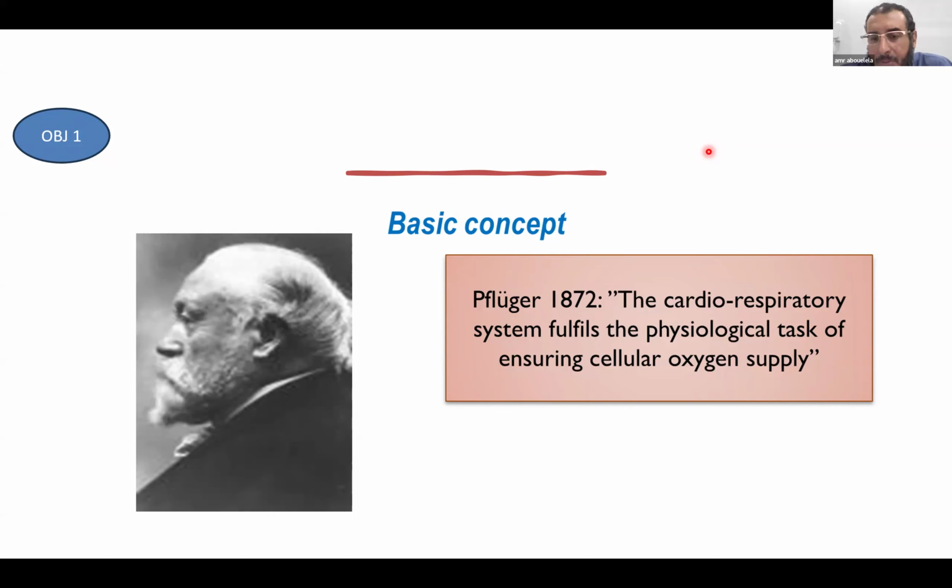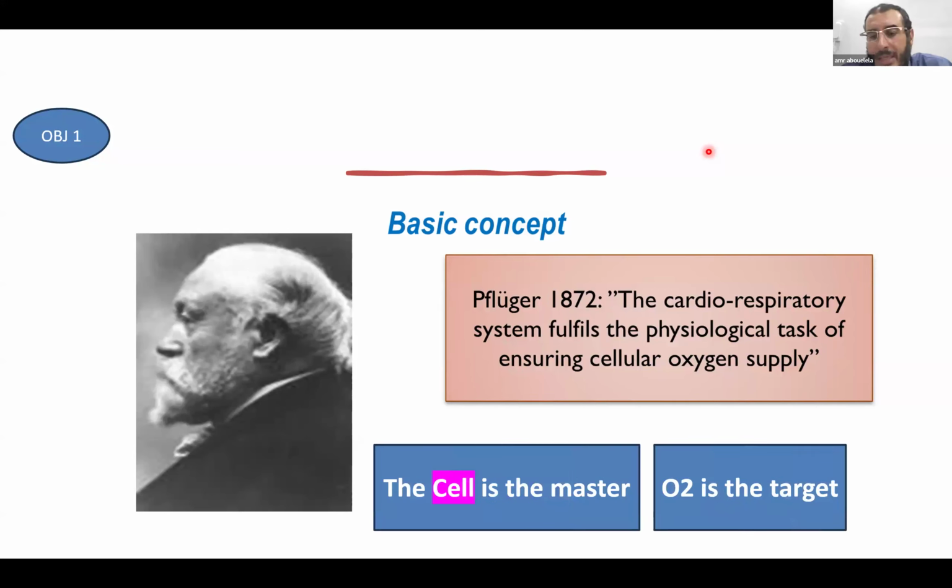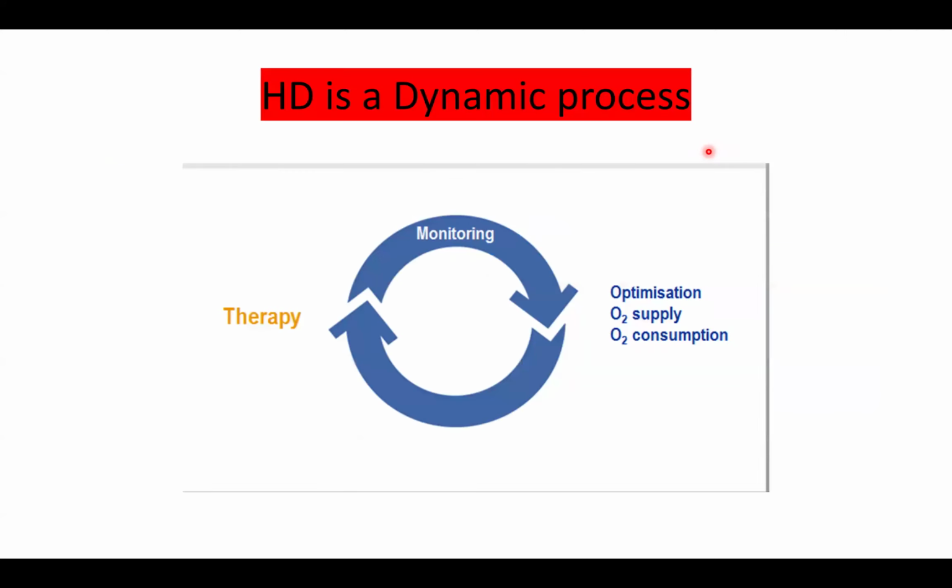The cell is the master part, and the lung as a manufacturer of the oxygen, and the heart as a main vehicle to deliver the oxygen to the peripheral cell, are very vital, but again, the end user is the cell. The cell is the master of this game of hemodynamic, and oxygen is the target. We are talking all the time about the blood pressure, the cardiac output, but you should keep in mind that the cell is the end organ, it's the end user, and the oxygen is our target, how to deliver enough oxygen to the cells. And I will explain in the next slide what is the importance of this point.